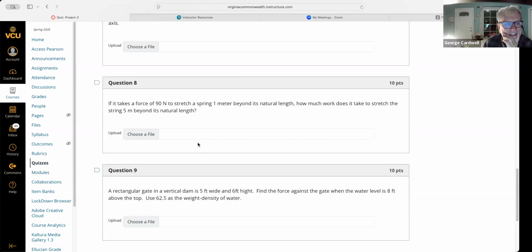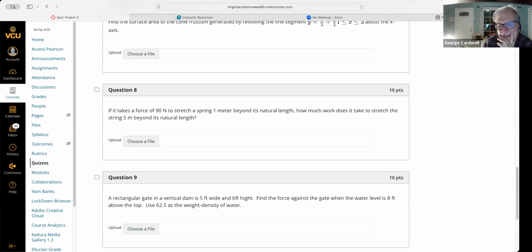And then next time we'll do some more examples of surface areas, and we'll also talk about work, how to compute work with integration, and then fluid forces, and that would be all the application stuff we would look at. Okay.